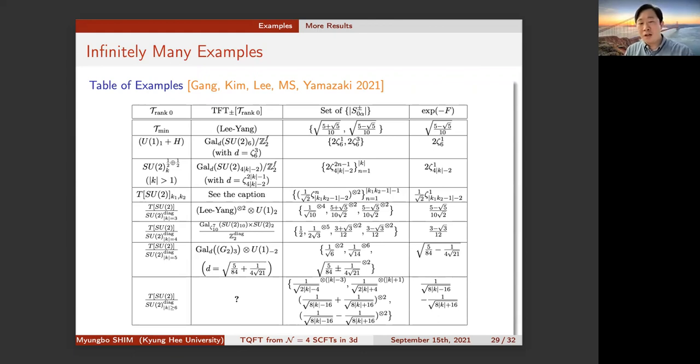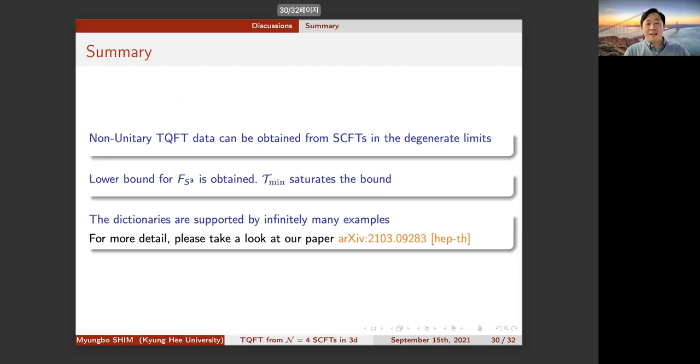And here we didn't discuss this gauging of TSU2 theory, but we made a brief explanation in our paper. So for more details on our example, please consult it.